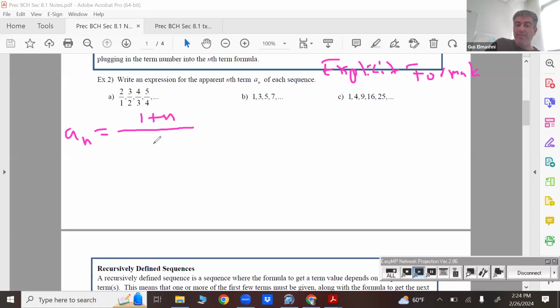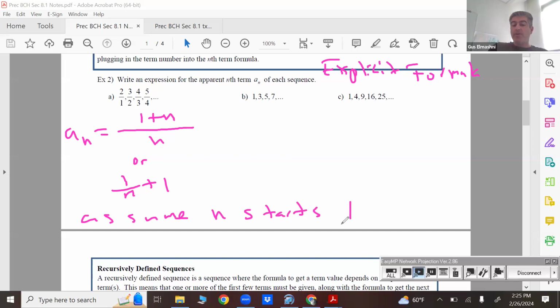I like that. You guys agree? Yeah. Or you could write it like this. That works too. And actually, that's kind of important. What was that? Assume n starts at 1. Great observation, Matthew. Yeah, assume it starts at 1. Yeah, that's good. Or you can write 1 over n plus 1.